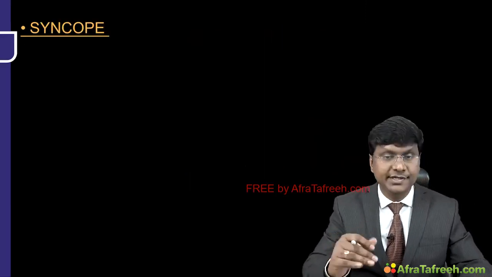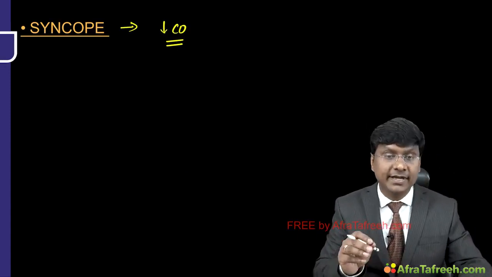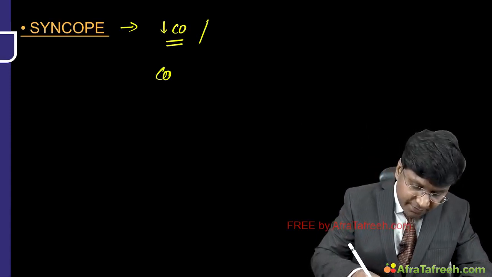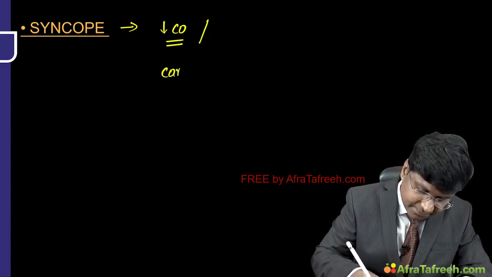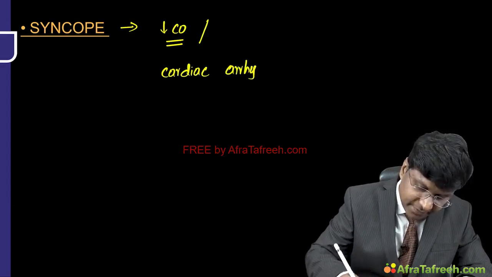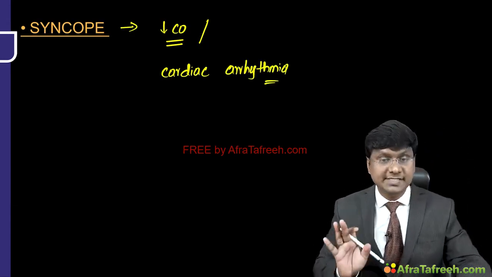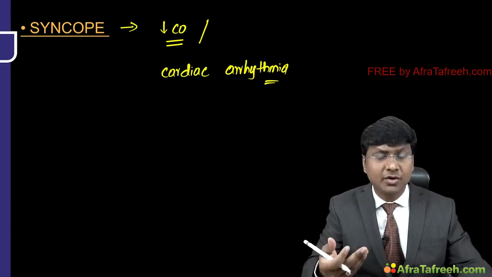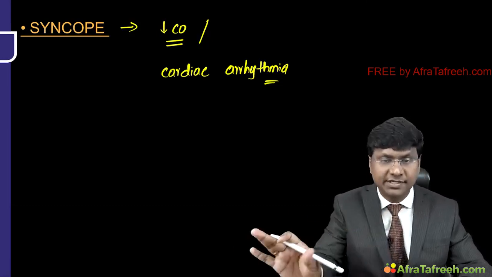And the next important is the syncopal attack. So the syncope occurs from inadequate cardiac output or from cardiac arrhythmia. So that is what is responsible for the syncopal attack. And this cardiac arrhythmia could be your VT or VF, and that will cause hypotension, decreasing the cerebral perfusion, causing the syncopal attack.